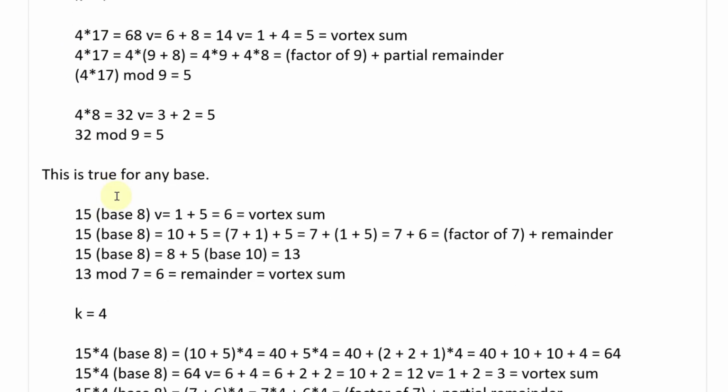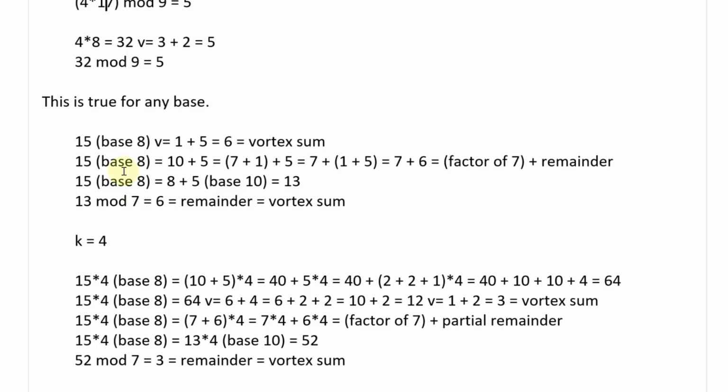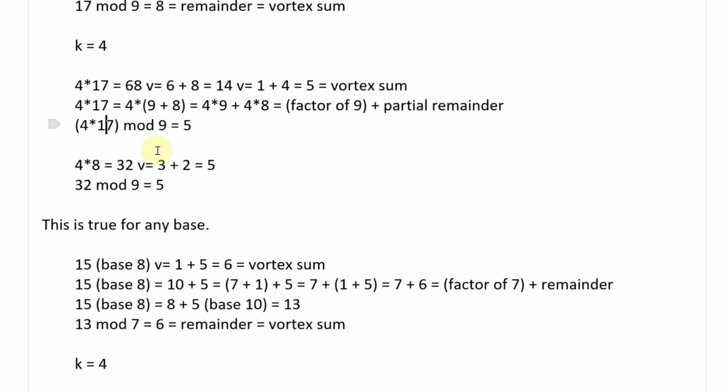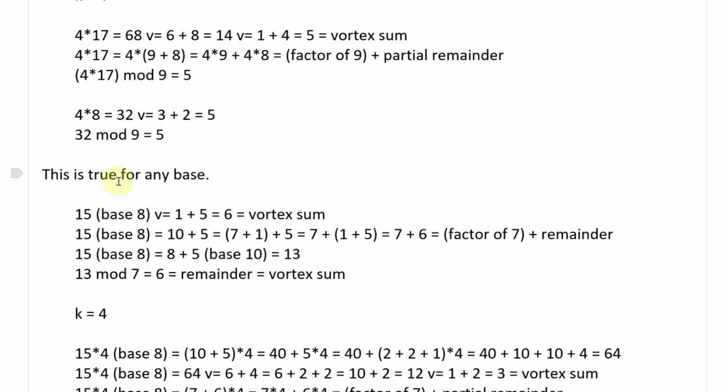So this is true for any base, and this is where we understand that everything we're used to is all base 10, especially the built-in calculators. So this is true for any base. For example, let's look at base 8 right here. 15 in base 8. The vortex sum is 1 plus 5 equals 6. That's the vortex sum, as you add these digits. But if you want to write this in remainder form, we're going to have 15 base 8 equals 10 plus 5.